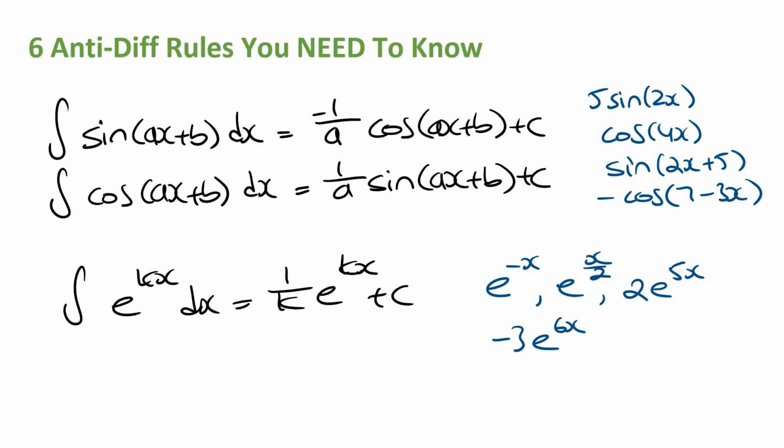If you're asked to find an antidiff of a function or an expression that doesn't fall into one of these 6 rules, then you have 2 options. In exam 1, you're most likely going to have to use the method of integration by recognition. And if in exam 2, then you could just use your calculator to work it out.